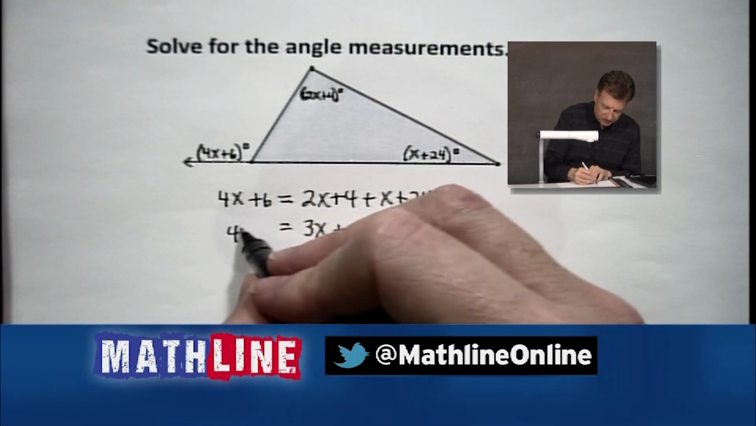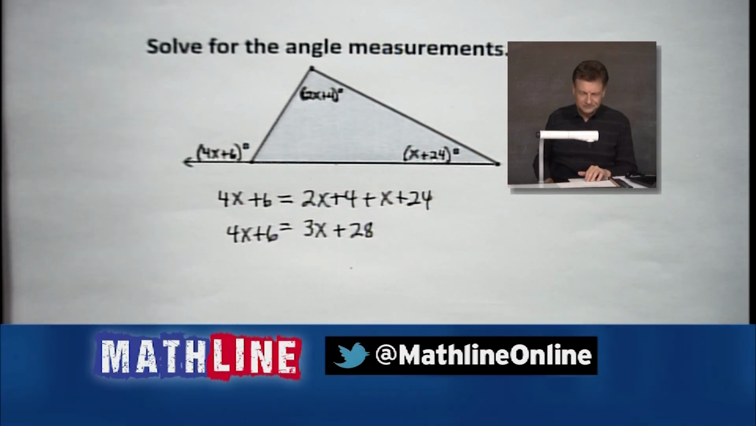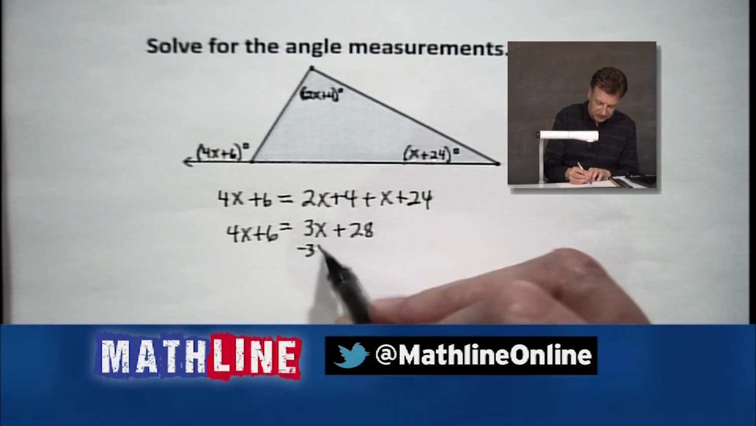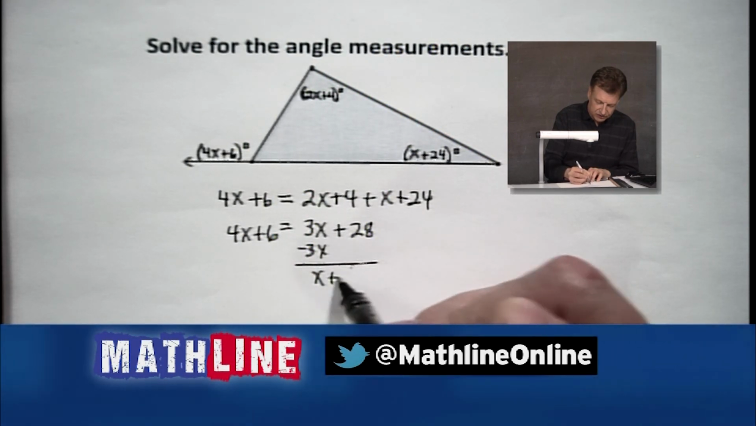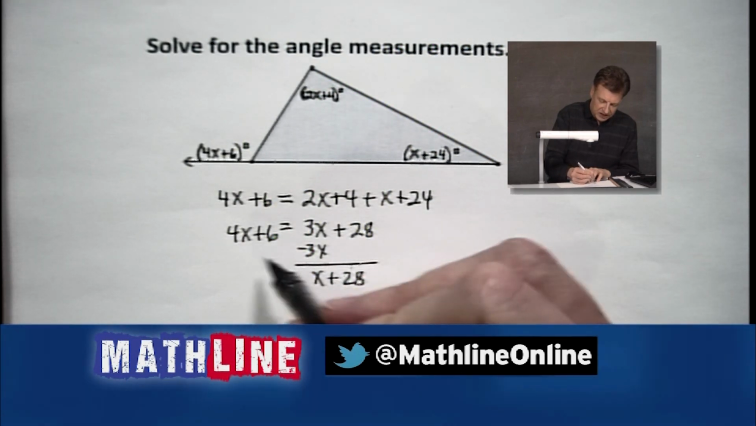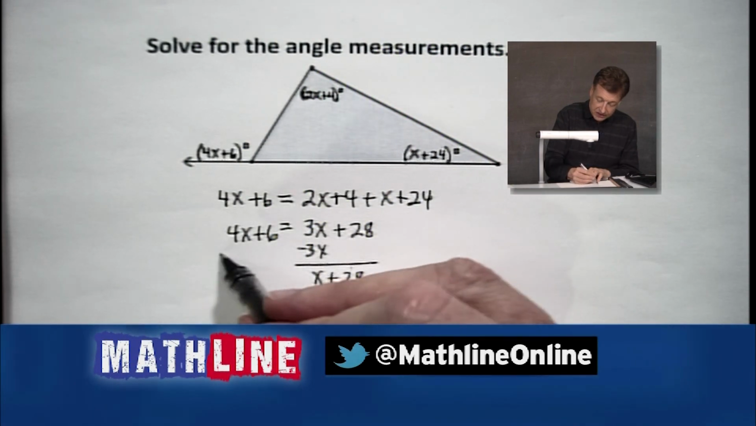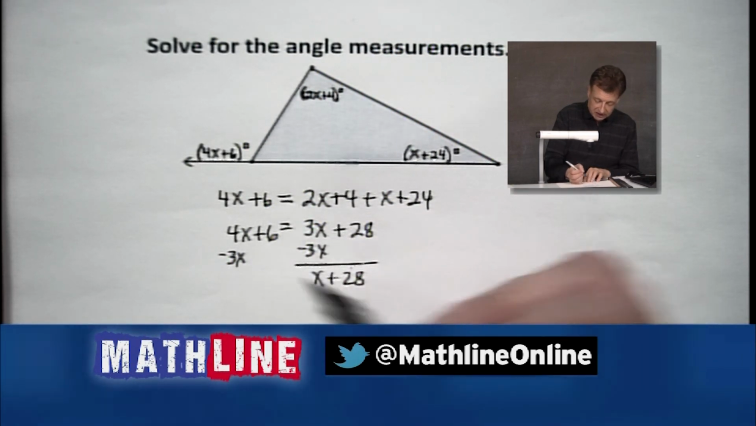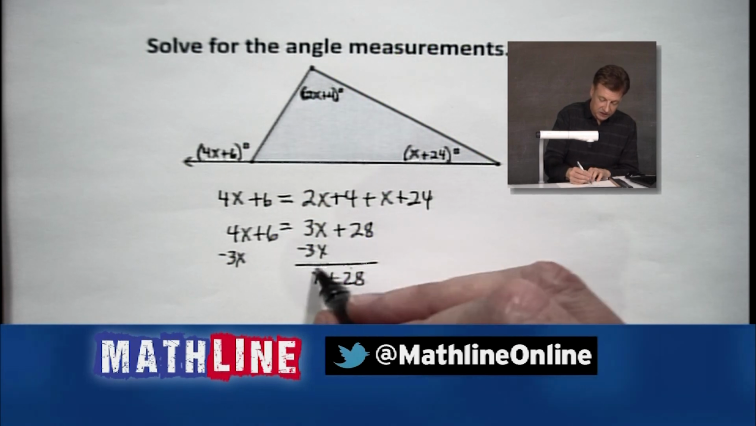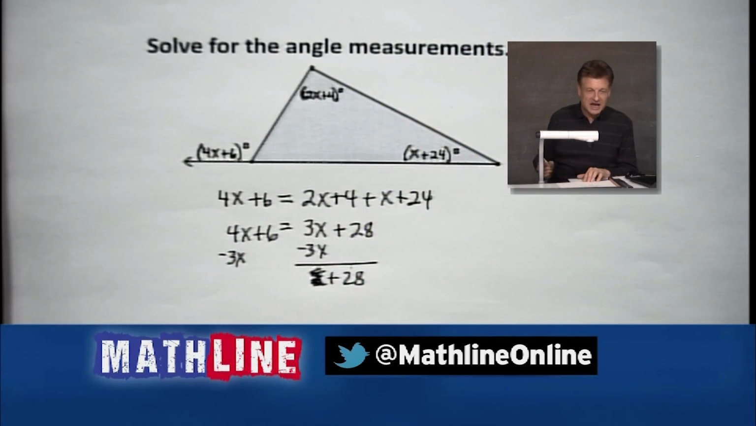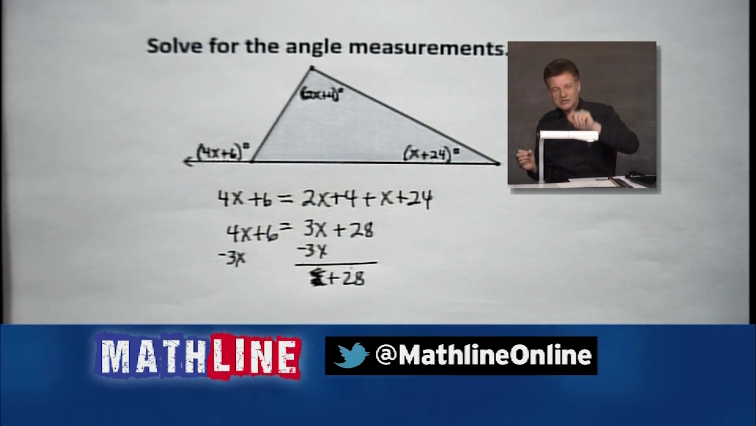We got 4x plus 6. Let's move things around. Subtract the 3x. I get an x plus 28. On the left-hand side, I've got to do the same thing. Got to subtract the 3x, right? Whoops, what did we do here? We did not get x plus 28. We just have 28. Don't make careless mistakes, folks.